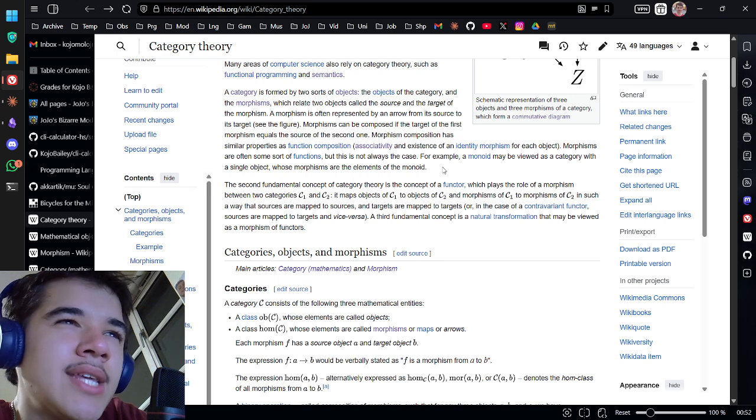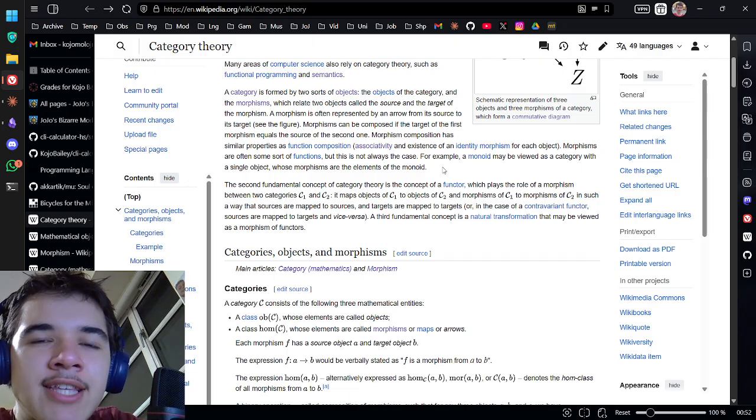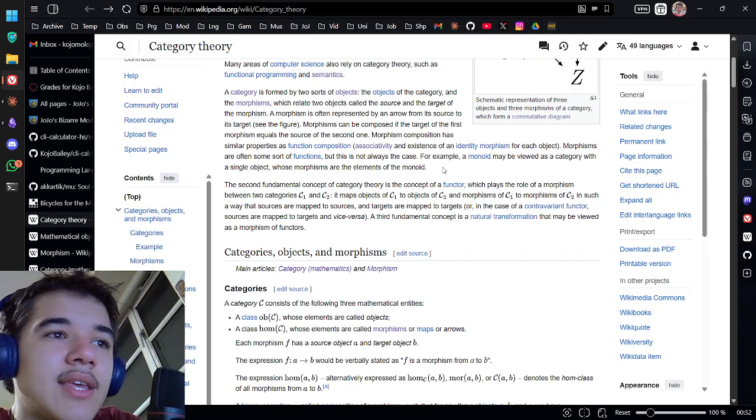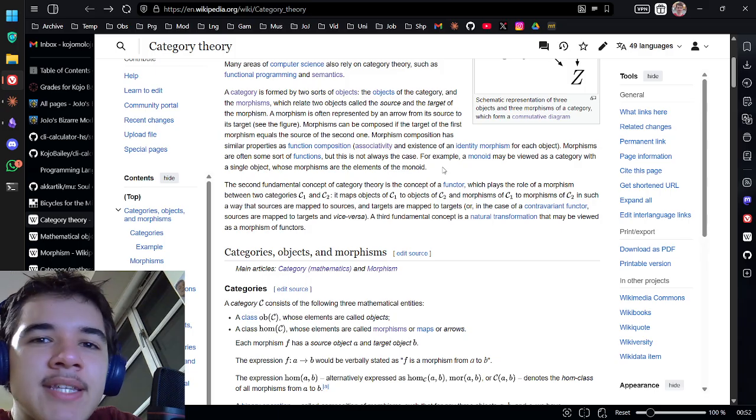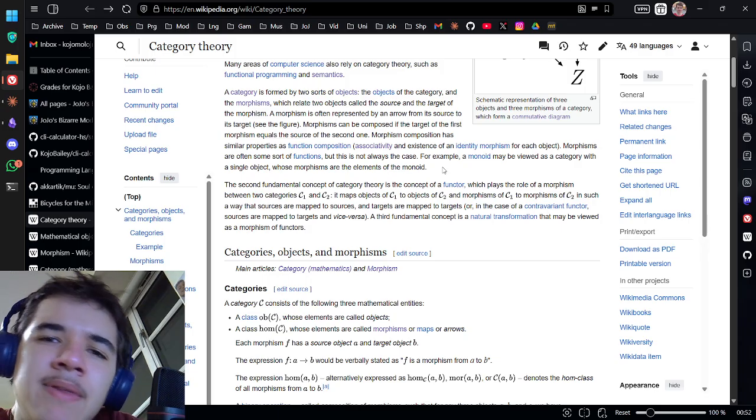Also, when is it not a function? I don't understand how that's not a function. A category with a single object. So a monad, right, is a monoid. So maybe it helps to think of it in that way. Like, let's say I have the maybe type, and maybe that's why.